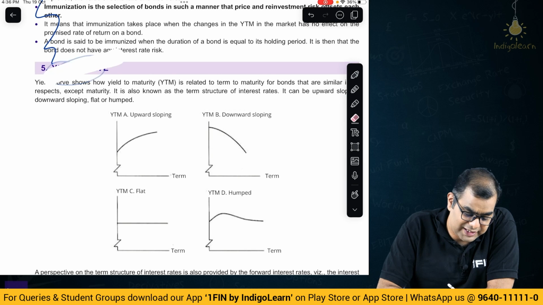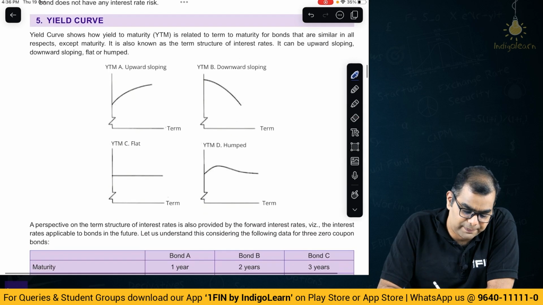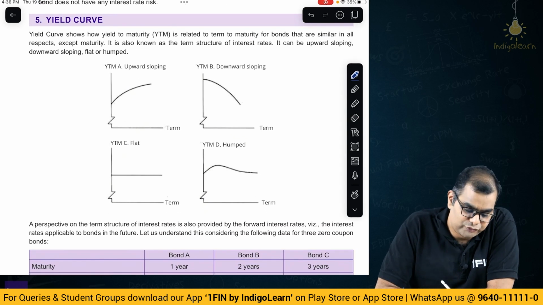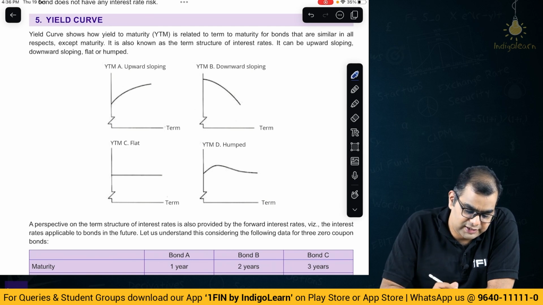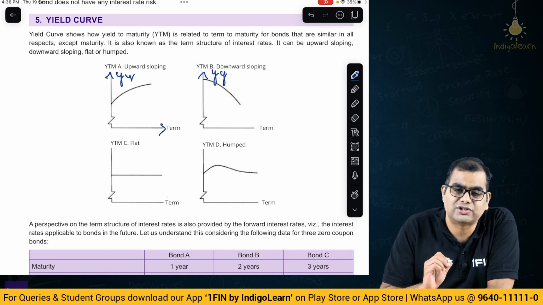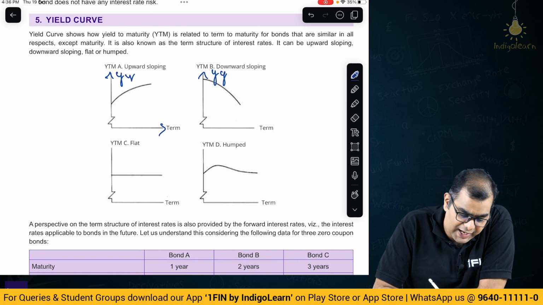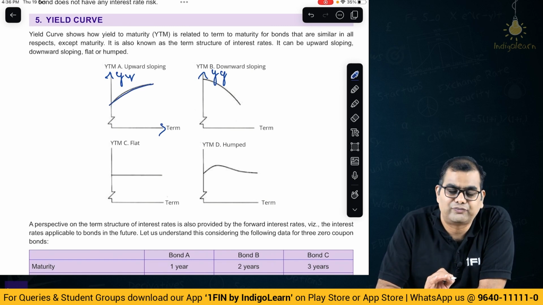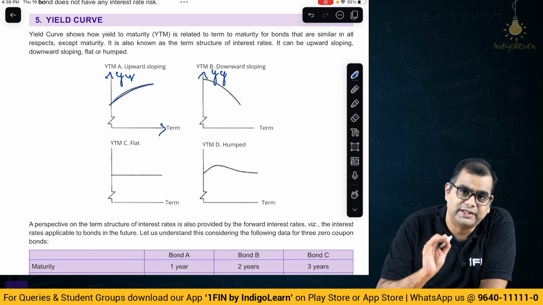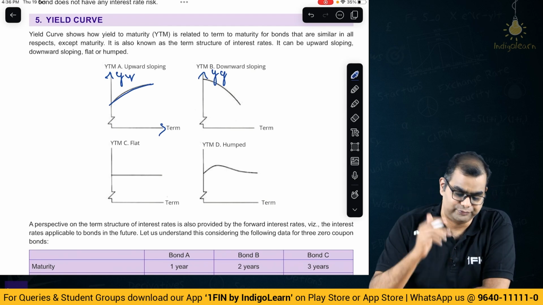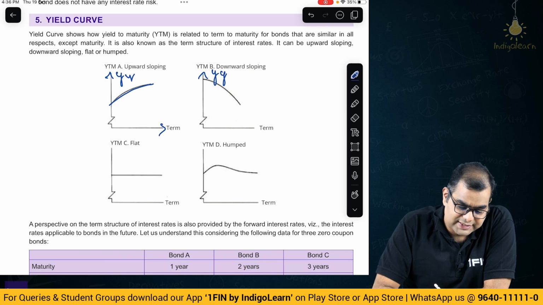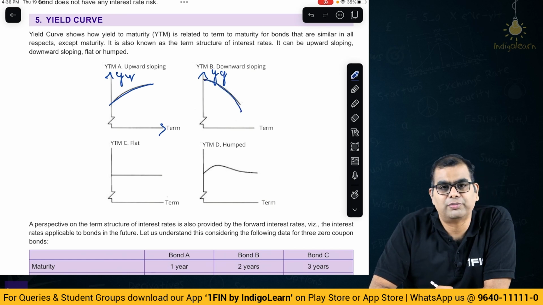Then we need to discuss something called yield curve. What is a yield curve? A yield curve, unlike a price to yield relationship, has the yield on the y-axis and tenure on the x-axis. Here, as the tenure increases, typically the yields increase. That is, if I am asking you for a long-term loan, you will ask for a higher interest rate. But in some cases, the yields may be downward sloping.